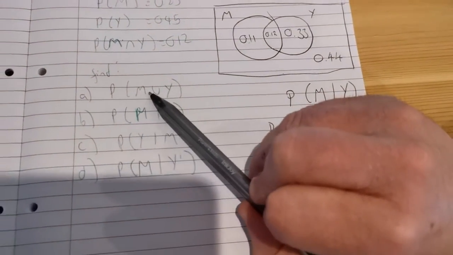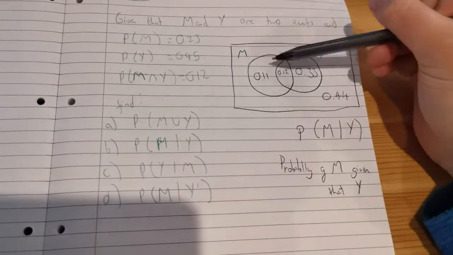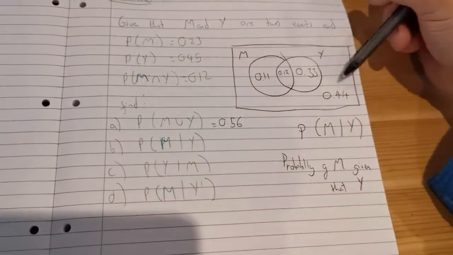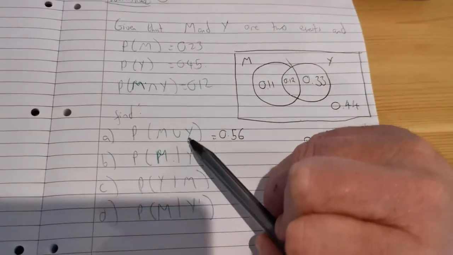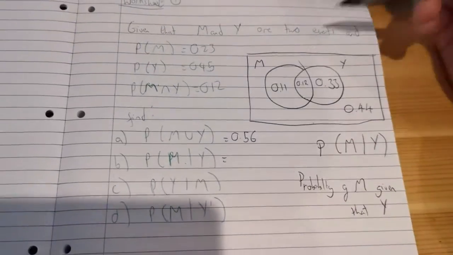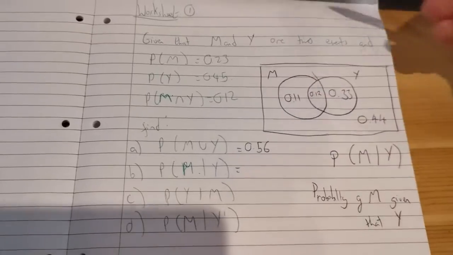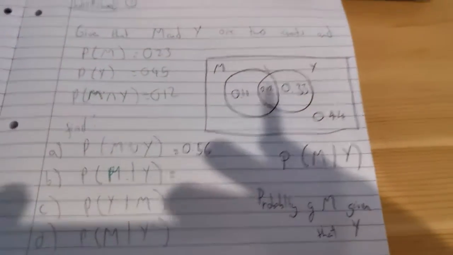Question 1, the probability of M or Y, is just going to be all of those added together. So we said that was 0.56, and that's how we got the 0.44. This one here is going to be the probability of M given that Y. Given that Y means that we start off with Y, and we need to work out the probability of M.